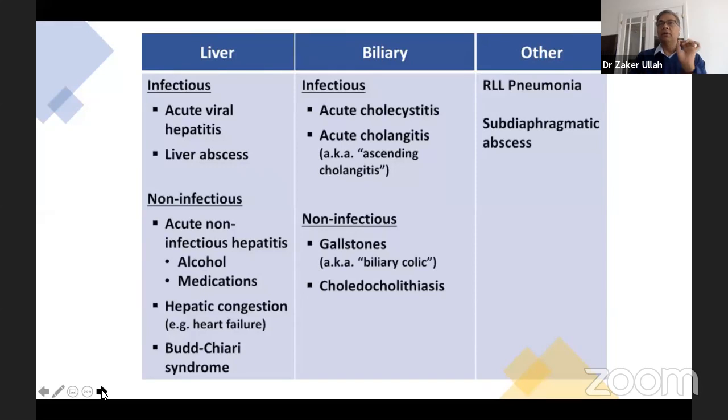These are very common. But don't forget that on the right side of the hypochondrium and also the left side, something above the diaphragm, like pneumonia, or a subdiaphragmatic abscess, which is underneath the diaphragm, can cause a similar kind of abdominal pain, and the patient can come to the surgical department as well.